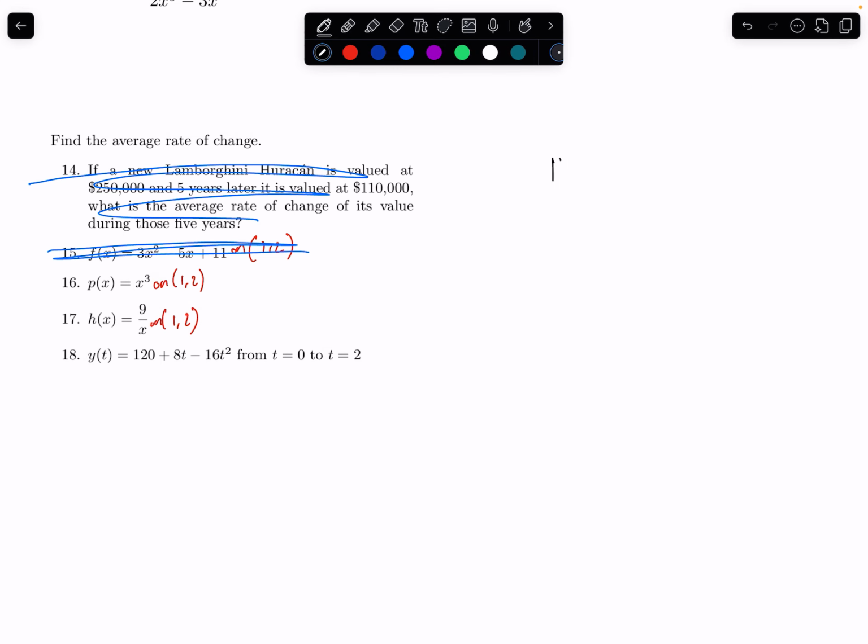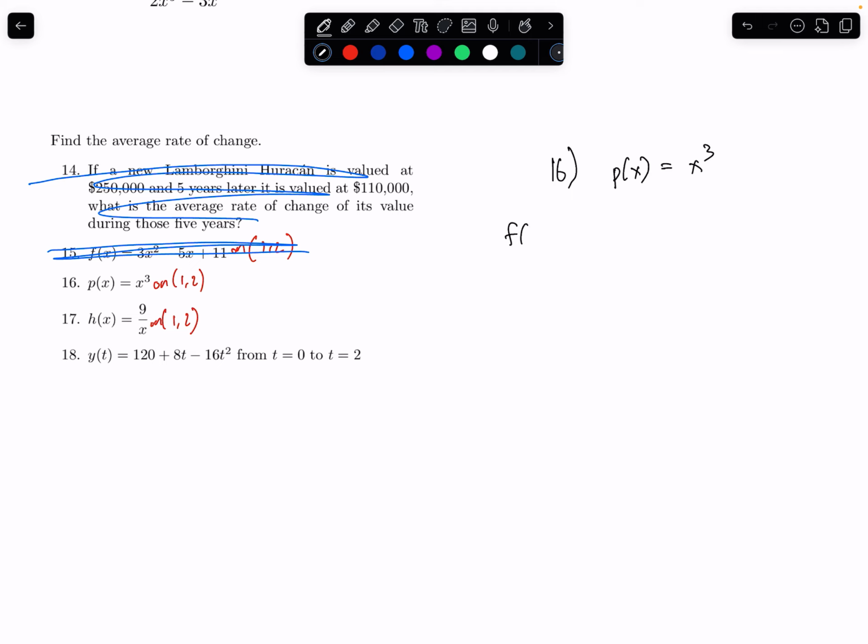Okay, 3 more to go, guys. Number 16. This time p of x. Remember, there's nothing sacred about using f. It doesn't have to be f. P of x, same deal. It doesn't even have to be an x in there. So p of x equals x to the third.